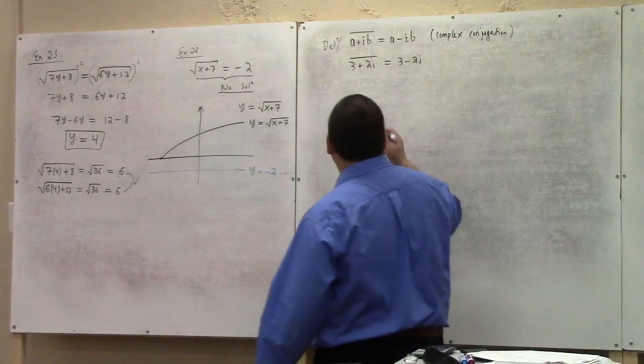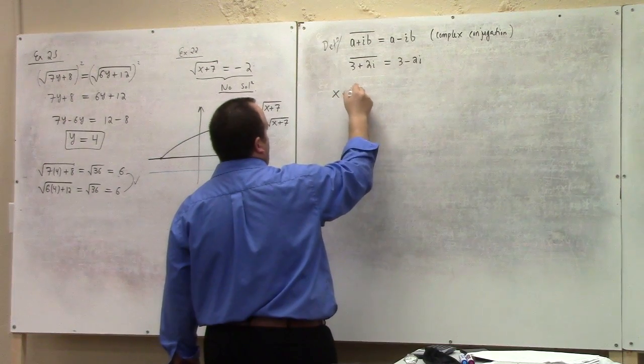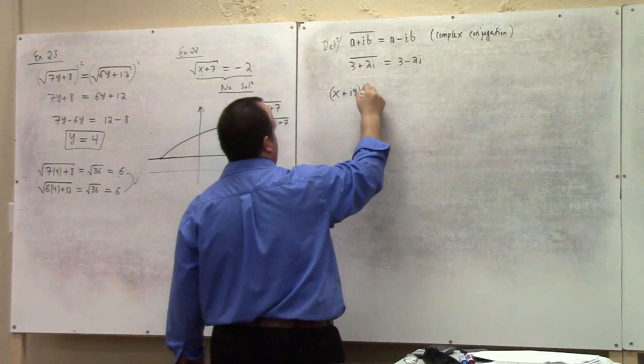So one of the things you might have noticed is if we have x plus iy and we multiply it by its complex conjugate, what happens?